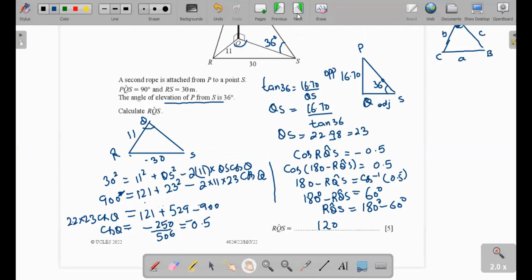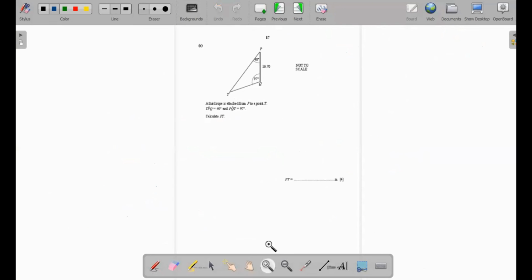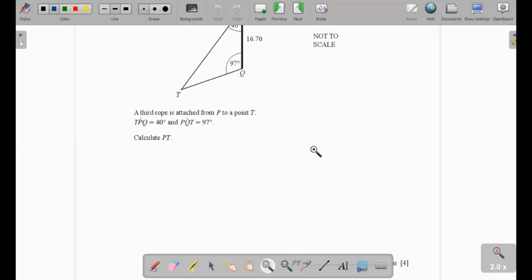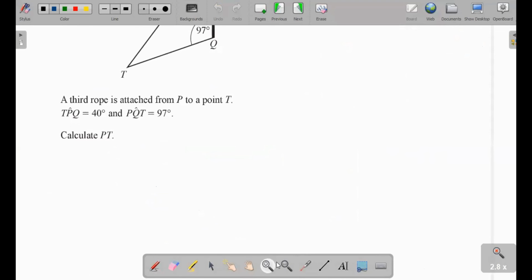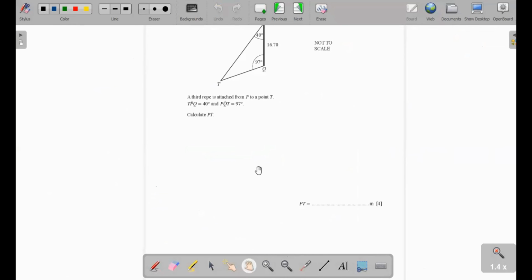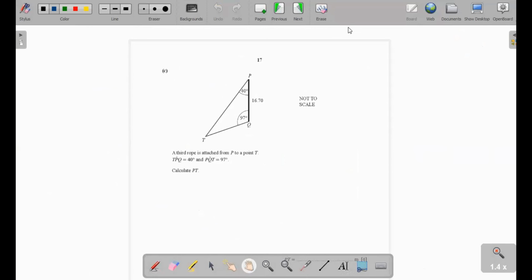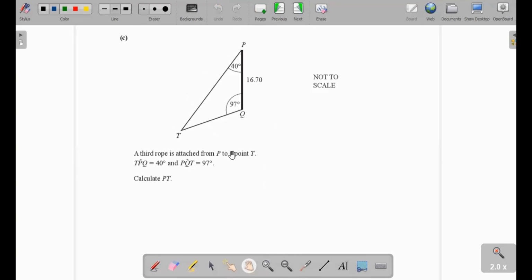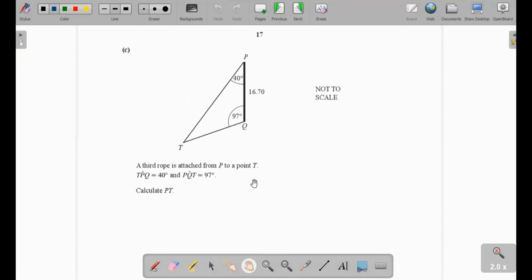Now, this is the next question. For the next part, a third rope is attached from P to point T. TPQ is 40 degrees and PQT is 97 degrees. Calculate PT. Now we have to find the value of PT.